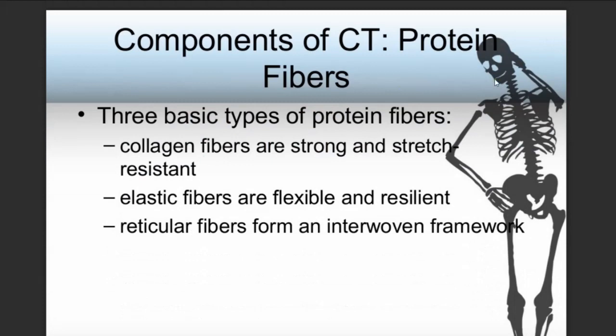Components of the connective tissue: protein fibers. There are three basic types of protein fibers. One is the collagen fibers, strong and stretch resistant. Second one is the elastic fibers, which are flexible and resilient. Third one is the reticular fibers, which form an interwoven framework. We will discuss their examples further.